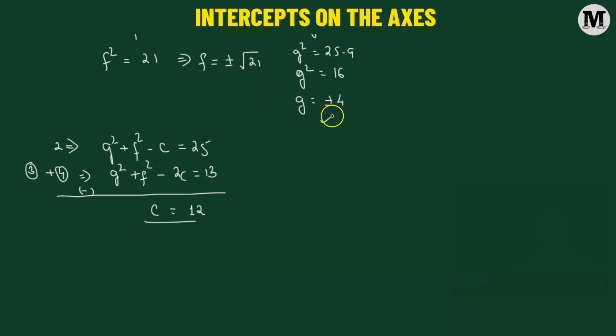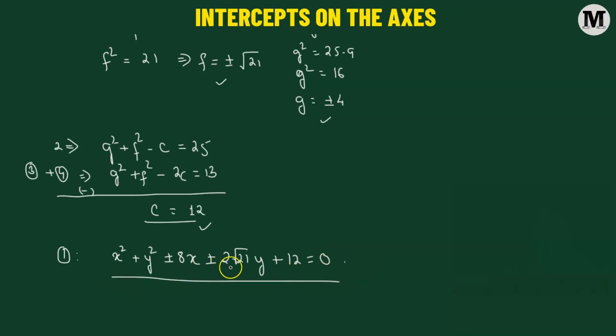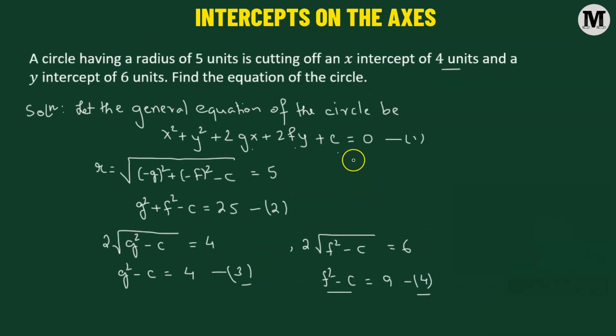So we have the value of g, that is plus or minus 4. We have the value of f, that's plus or minus square root of 21. And we have the value of c, which is 12. So we can substitute these values back into equation number 1. We have x squared plus y squared plus or minus 2gx, so 2 times 4 gives us 8x, plus or minus 2 times square root of 21, the value of f, times y, plus c equals 0. This is going to be the equation of the circle, which has a radius of 5 units, an x-intercept of 4 units and a y-intercept of 6 units.